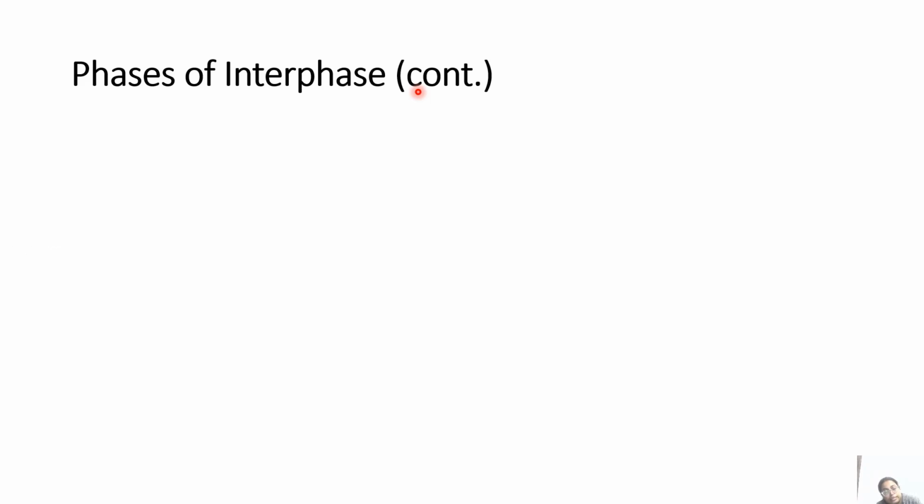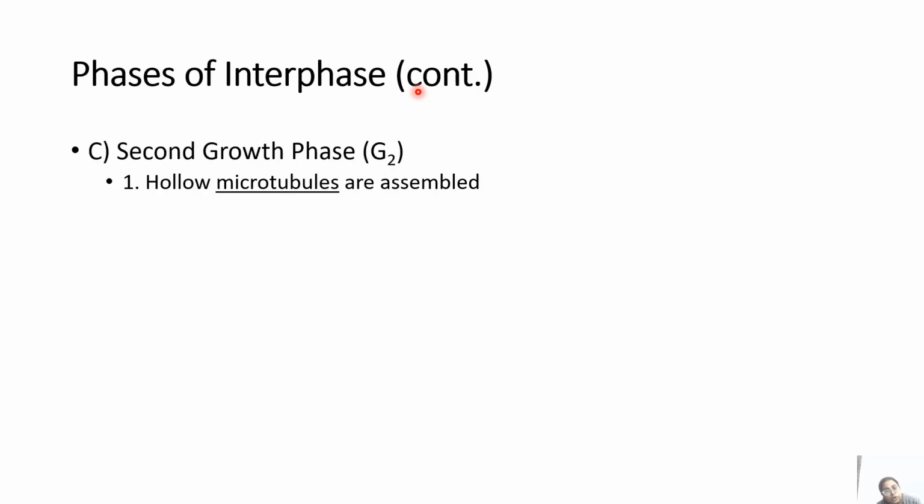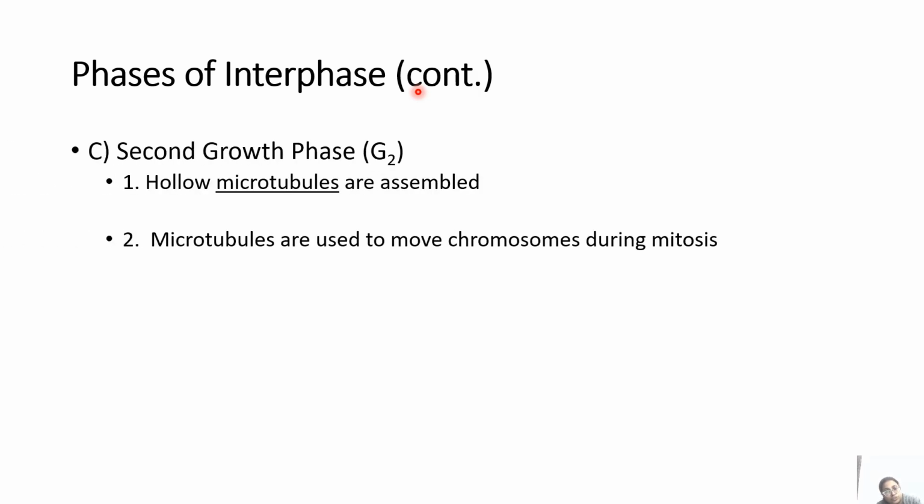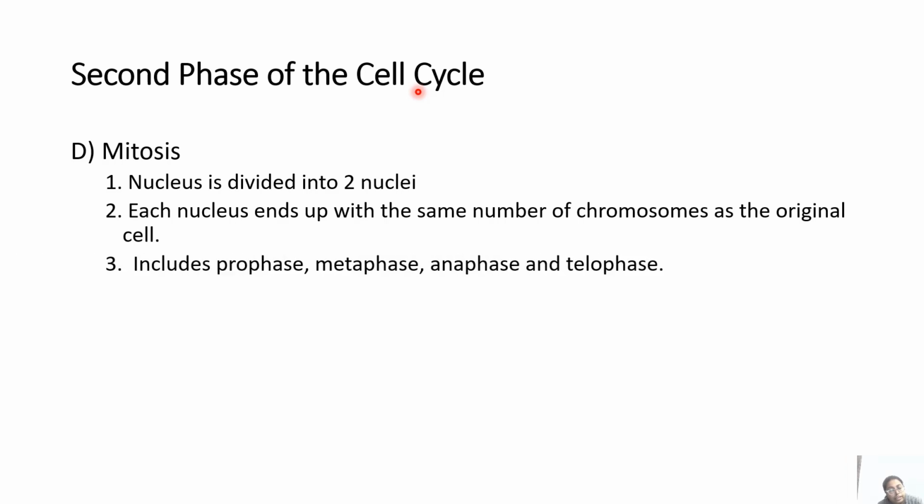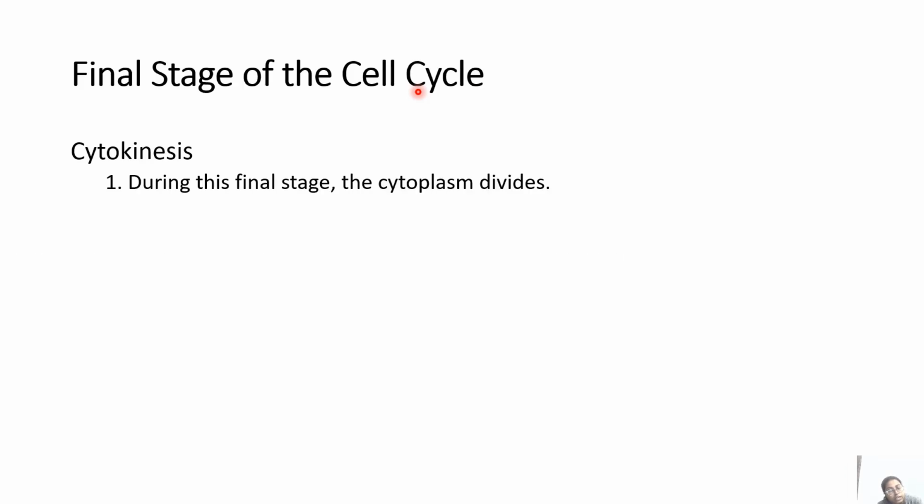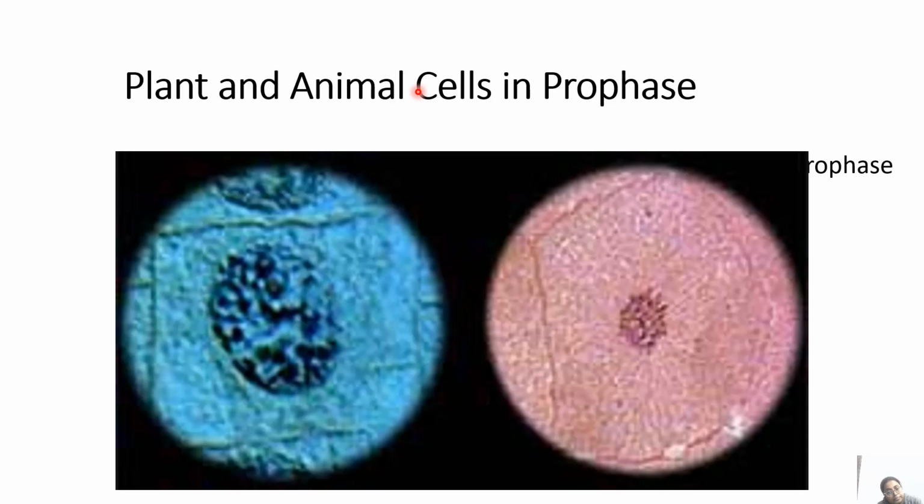A chromosome consists of two chromatids attached to a centromere. Then we have the second growth phase, G2. Hollow microtubules are assembled. Microtubules are used to move chromosomes across during mitosis. In mitosis, the nucleus is divided into two nuclei. Each nucleus ends up with the same number of chromosomes as the original cell, and it includes prophase, metaphase, anaphase, and telophase. So in the final stage, the cytoplasm divides.